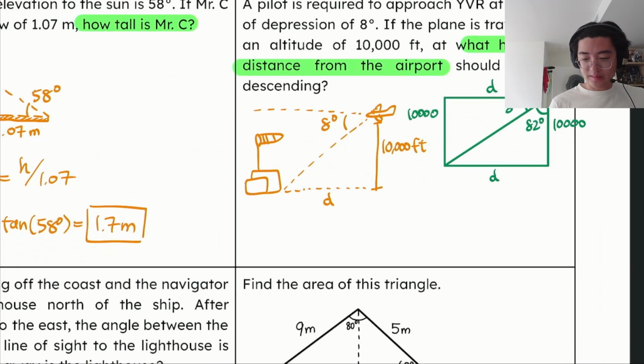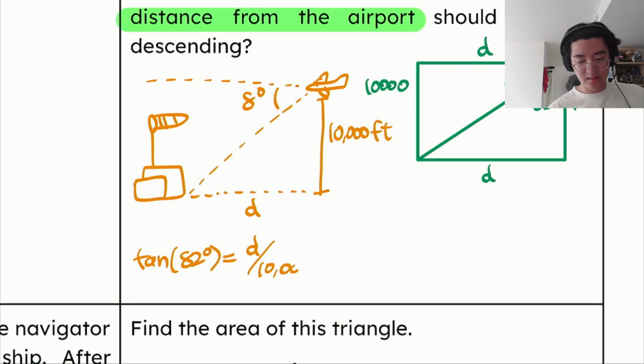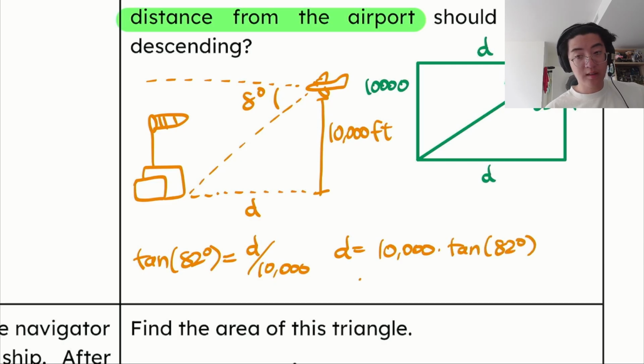Okay, but for this one, I'm just going to use tangent of 82. Opposite is D. Adjacent is 10,000. Times that, which is 71,153.7 feet.